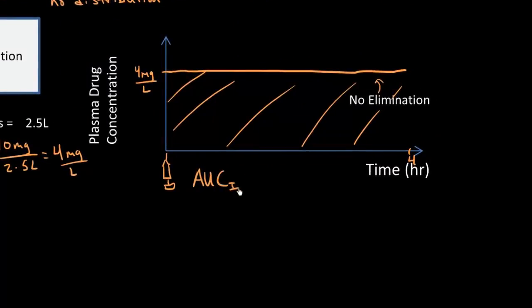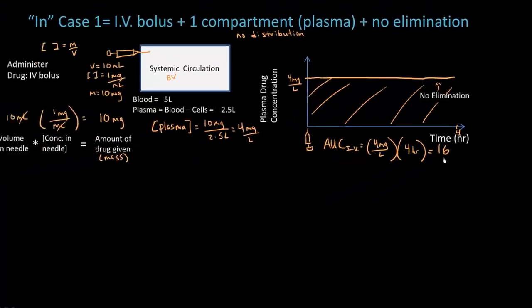If I was going to calculate the area underneath this curve, I would say, okay, the AUC IV. And why is the area underneath the curve important? It gives us a sense of how much of this drug we absorbed. So I would have 4 milligrams per liter here, because this is just a rectangle. And about 4 hours went by, and I would get something about 16. So let's keep that in the back of our head.